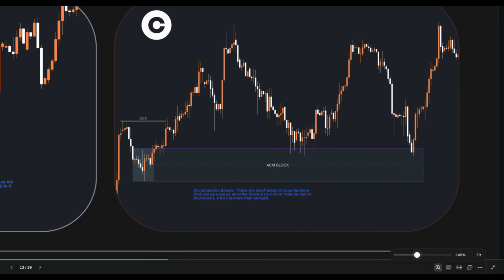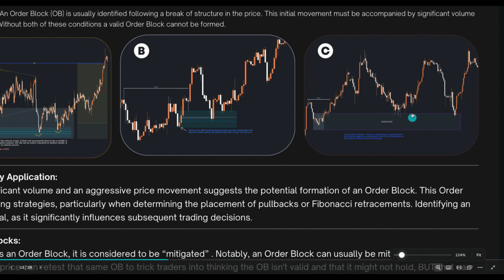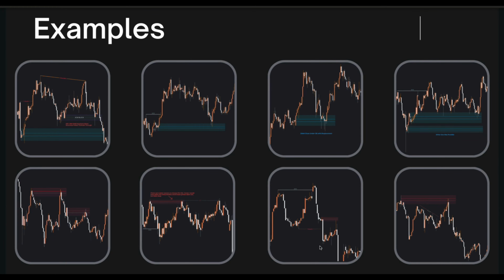This is an actual thing that I use. It doesn't happen all the time, but when it does happen, I know automatically, oh, this is an accumulation block, I'll just use it. So just thought I would throw that in there for you. All right, I've added some more examples here.